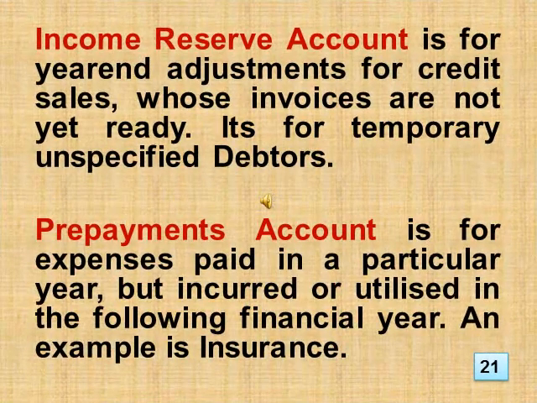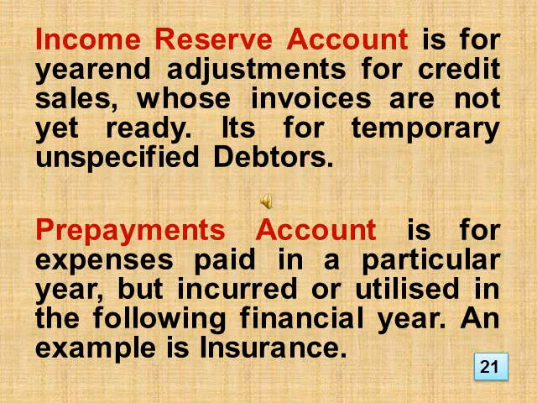Income reserve account is for year-end adjustments for credit sales whose invoices are not yet ready. It's for temporary unspecified debtors. Prepayments account is for expenses paid in a particular year, but incurred or utilized in the following financial year. An example is insurance.